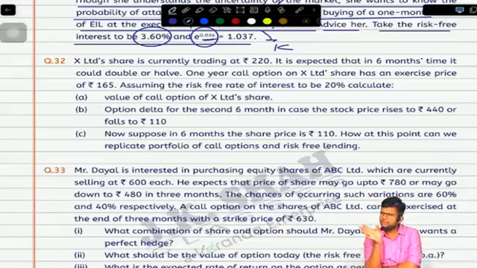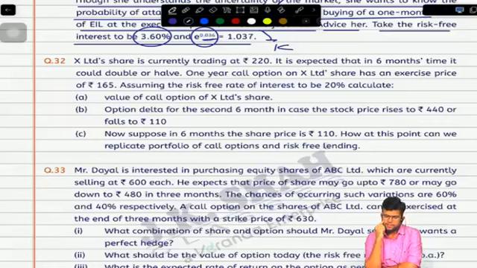B and C is a different model. Forget it. Till A you all understood. Just check. They are saying X Limited share is currently trading at 220. This is S0. It is expected that in 6 months' time it could double or halve, which means it could either be 440 or 110.